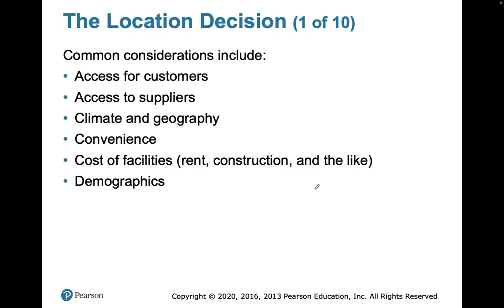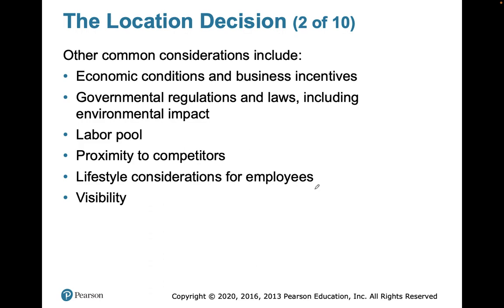Then demographics too, also very important. Demographics means the group of people: what they do, are they working, are they high earners, low income, what range brackets. So all these are factors that need to be considered. Then we have other common considerations like labor pool, proximity to competitors, lifestyle considerations for employees, feasibility, economic condition and business incentives.